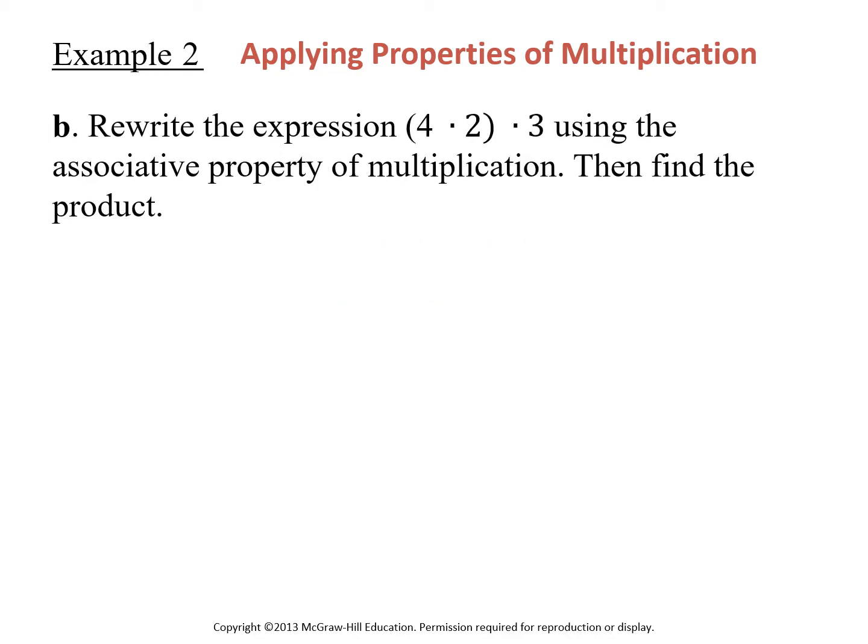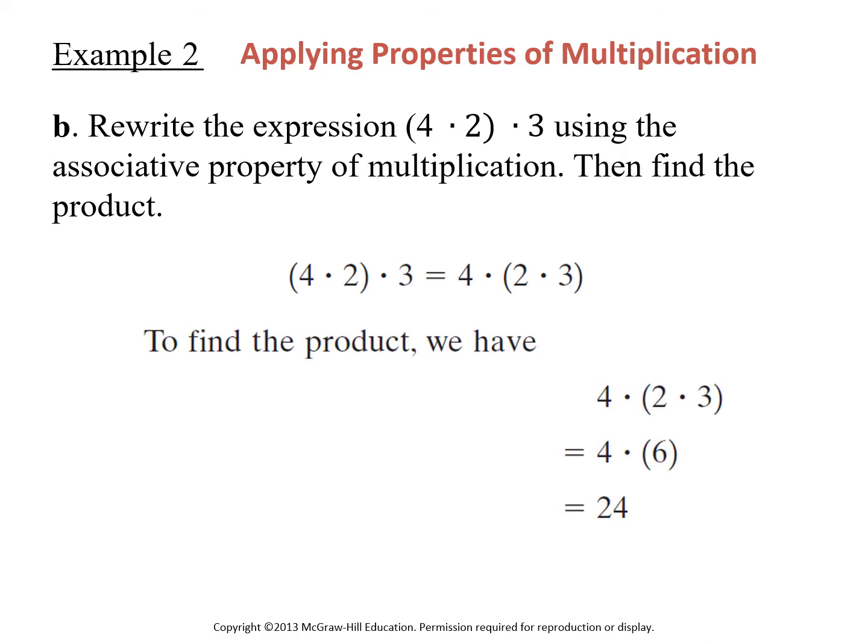Here we're going to rewrite the expression the quantity 4 times 2 times 3 using the associative property of multiplication, and then we will find the product. So the quantity 4 times 2 times 3 equals 4 times the quantity 2 times 3. So here we have 8 times 3, which is 24, and 4 times 6 is also 24.